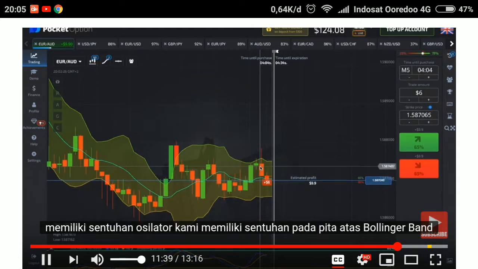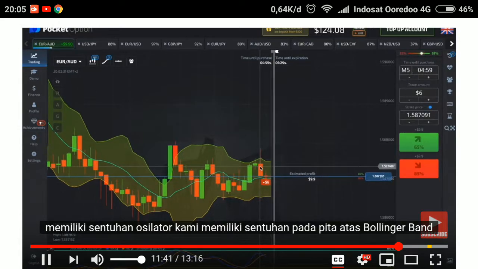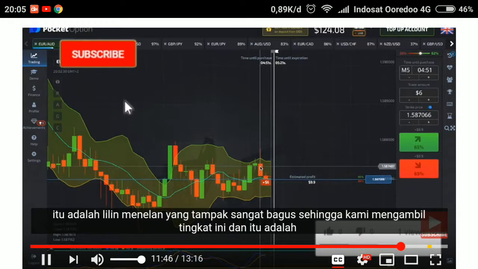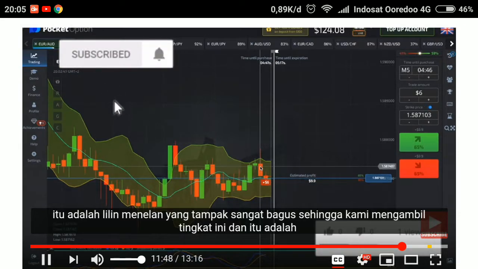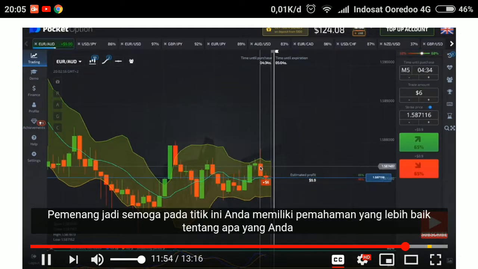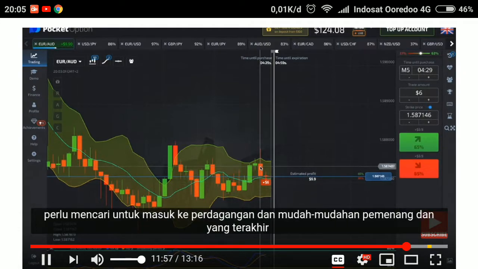So we have the oscillator touch, we had the touch on the upper band of the Bollinger Band. It was a very good looking engulfing candle, so we took the trade, and it was a winner. So hopefully at this point you have a better understanding of what you need to look for to get into a trade, and hopefully to win it.